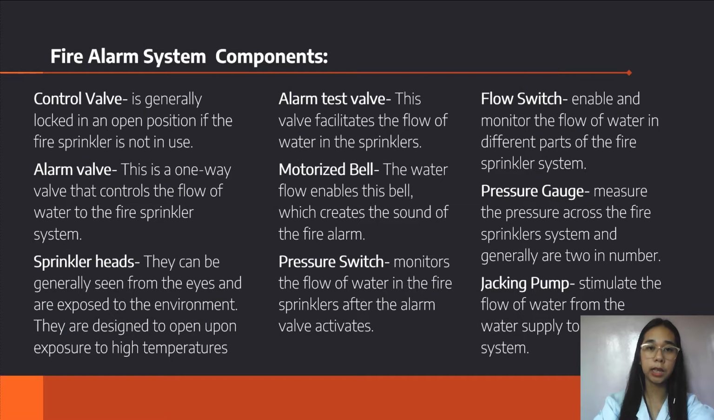Here are the fire alarm system components. First, we have the control valve. It's generally locked in an open position if the fire sprinkler is not in use. Next, we have the alarm valve. This is a one-way valve that controls the flow of water to the fire sprinkler system.